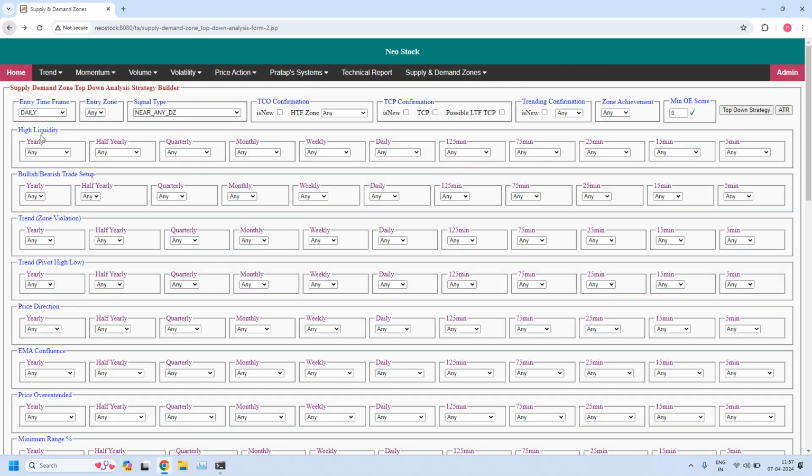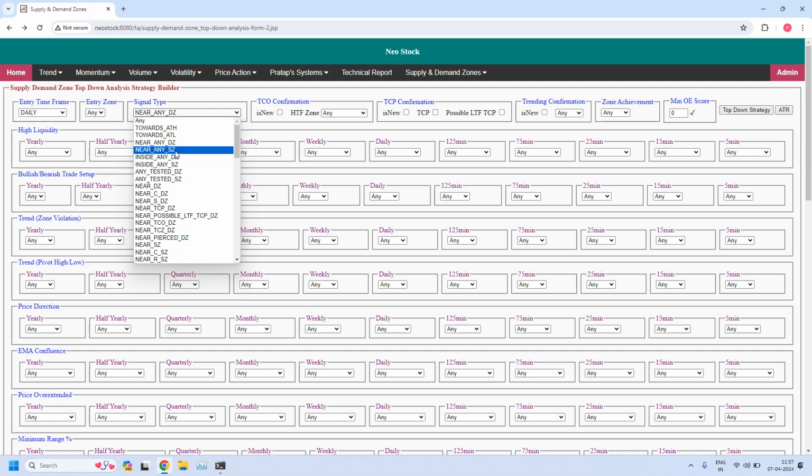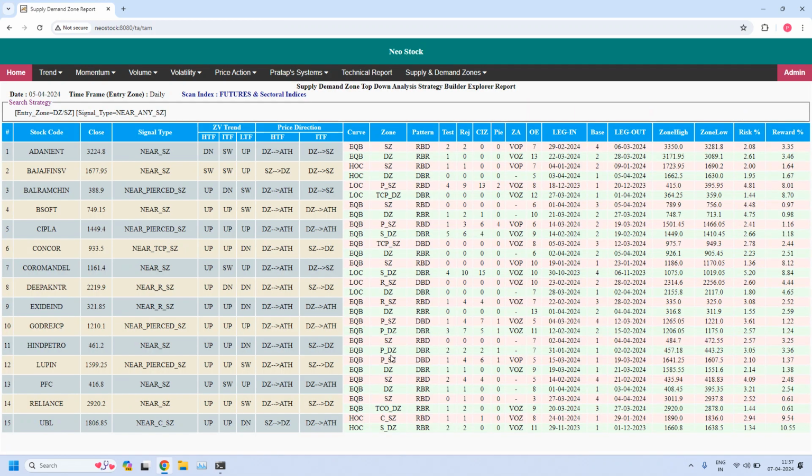So I'm going back. For daily time frame, let us find the stocks near daily supply zone. So 15 stocks are filtered. So from this list, let us identify high liquidity daily supply zones. Conquer is having high liquidity daily supply zone, fresh zone. So you need to fine tune the zone and check whether there is any fine tuned 5-minute zone. Otherwise the zone will be violated.